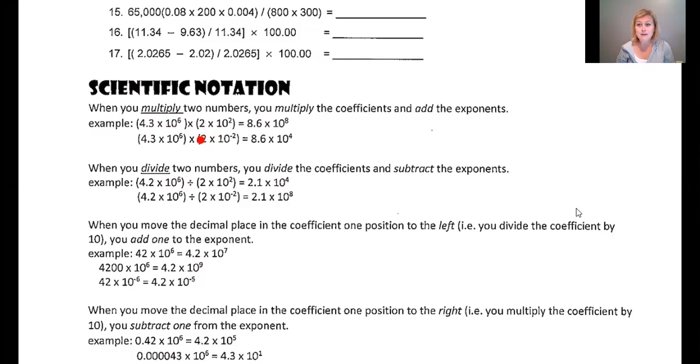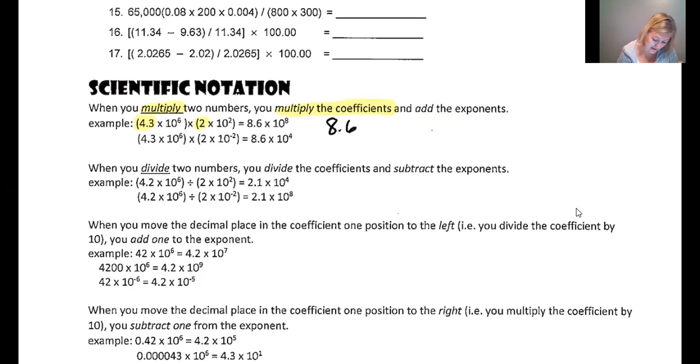Okay. And we put the rules here for you if you need to reference back to them. So I'm just going to highlight them here real quick and read them so it makes sense. When you multiply two numbers, you multiply the coefficients. That means you're multiplying this, right? I highlighted the wrong thing. You're multiplying the coefficient. So you're going to take 4.3 times 2, which is going to give you 8.6, because when you double 4.3, that's what you get.